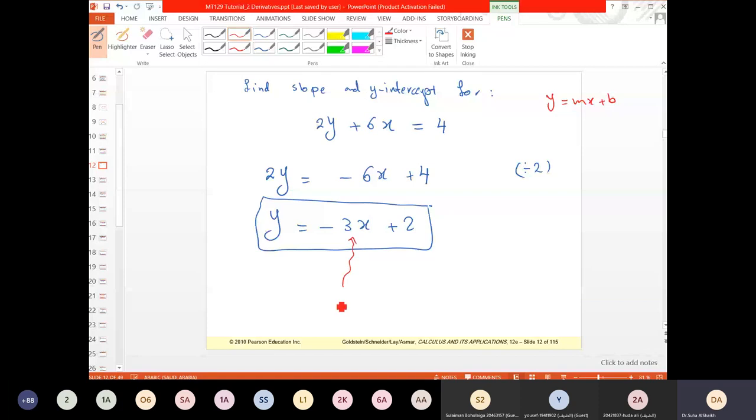So now, what's my m? It's minus 3. And what's my intercept? It's 2. And as a point, my intercept is (0, 2). This is my y-intercept where I cut the y. Is it clear? You can see the board here. Good.